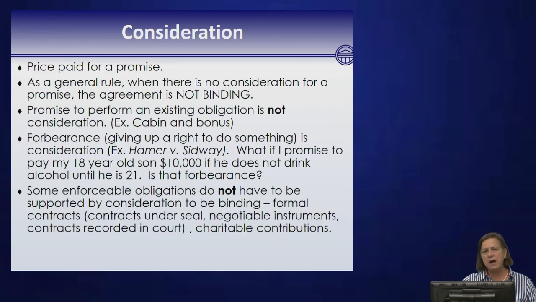So some enforceable obligations do not have to be supported by consideration to be binding. So formal contracts, so in Virginia, that's a contract under seal or a negotiable instrument or a contract recorded in court. That doesn't have to be supported by consideration to be enforceable. Charitable contributions are also enforced for public policy reasons, not because they're supported by consideration.